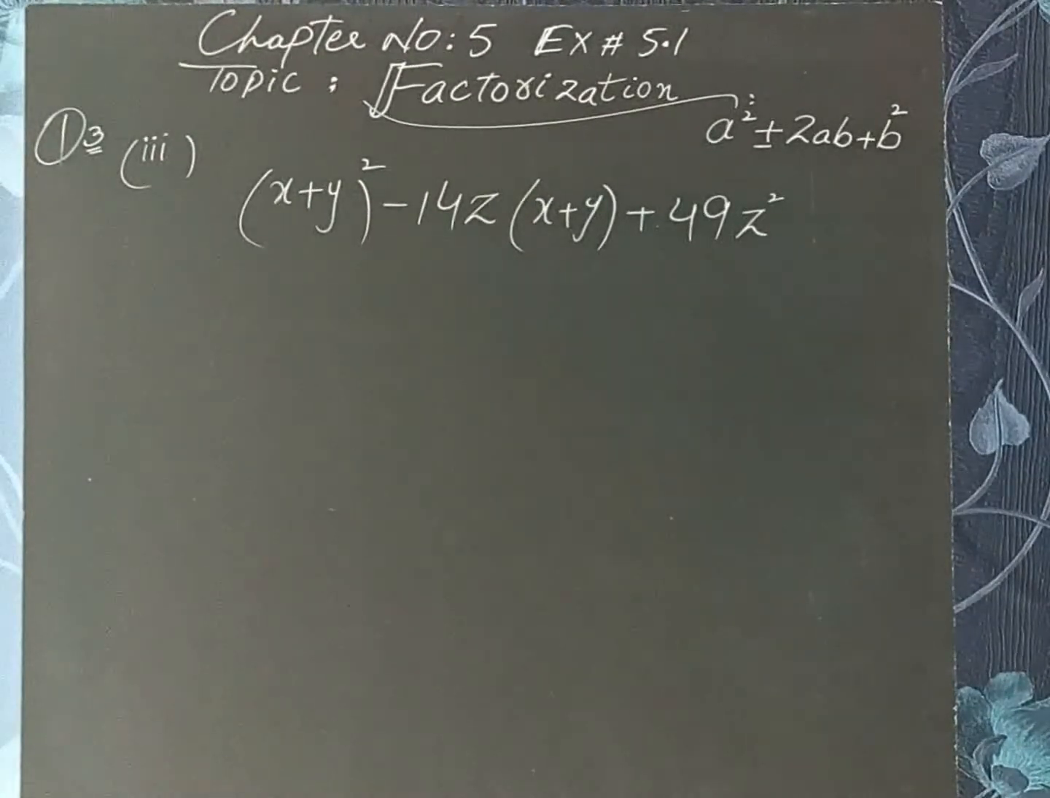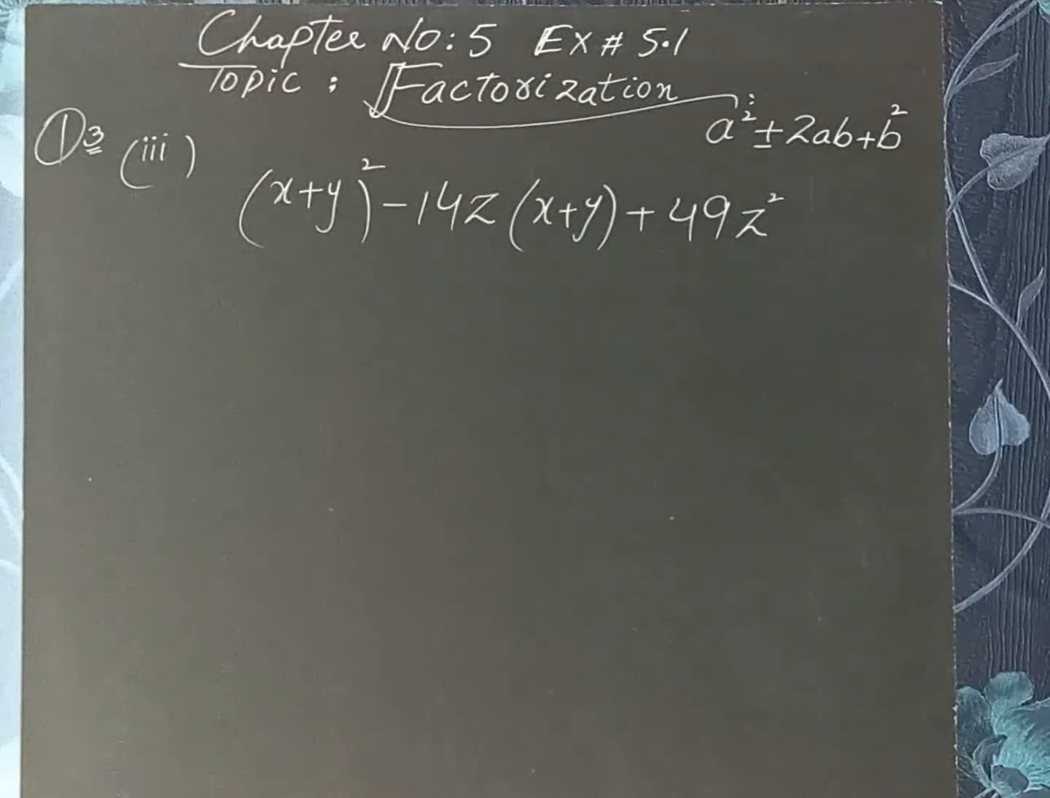Part 3 we are going to solve after this. Part 4, I hope you will be able to solve yourself. In part 4 first you will take the common. The common will be 3 over there, and then the rest of the expression will be the same type of expression. You can make the 2 perfect squares there and apply the same formula.